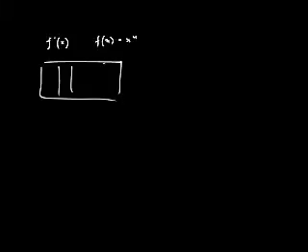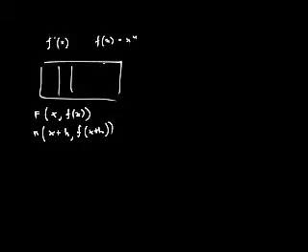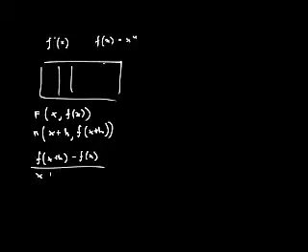So what we do, using what we've generalized before, is take the point f, which is x and the function of x. The point m then is x plus h and the function of x plus h. Now let's use our slope formula and plug in what we know. So f of x plus h minus f of x over x plus h minus x.